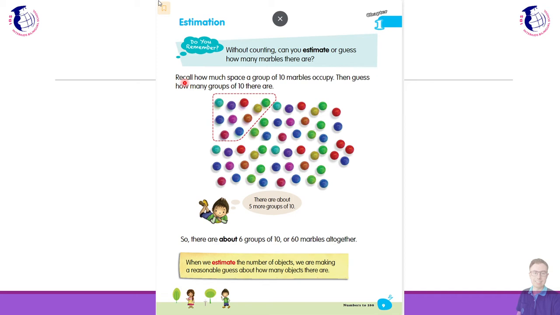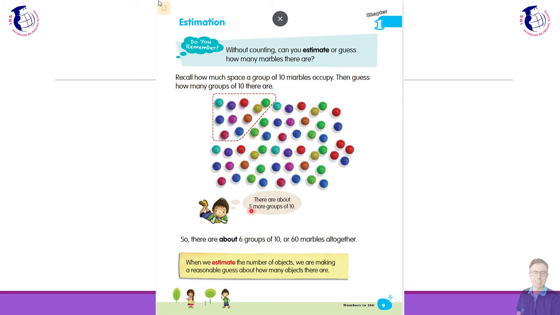So recall how much space a group of 10 marbles occupy. Then guess how many marbles of 10 there are. So the method they're using here, they're counting 10 and seeing how much space this takes. So what you can do in your book, you can count 10, circle them, and then put your hand over it and see how much of your hand it takes. Then place your hand over other parts of the marbles and how many bits of that bit of your hand can you place down. And then each part of your hand the same size should be roughly 10 marbles.